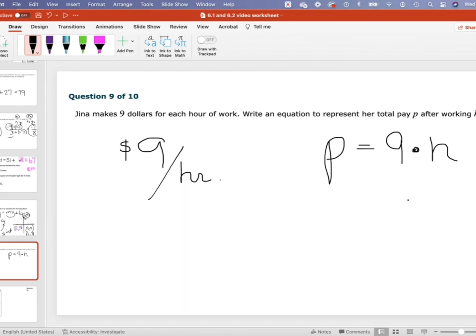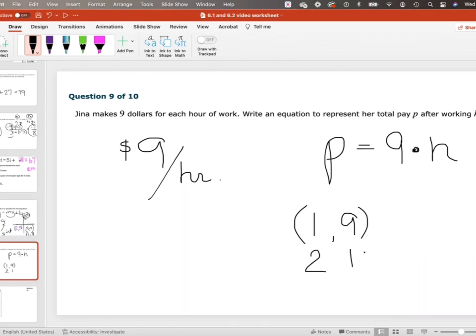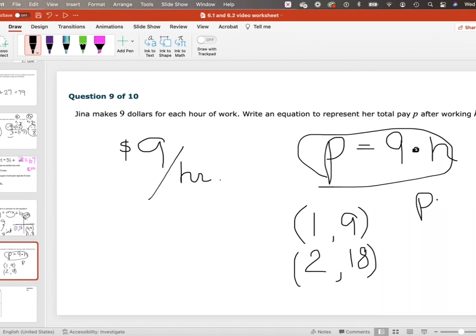Now let's look at this. If she works 1 hour, 1 times 9 is going to be $9 of pay. That makes sense, doesn't it? These are points that would be on the line. If she works 2 hours, then 2 times 9 or $18 would be her pay. So this is looking like the correct equation, and it is. We would normally not write 9 times H. We would just write P equals 9H, and that would be her pay equation.